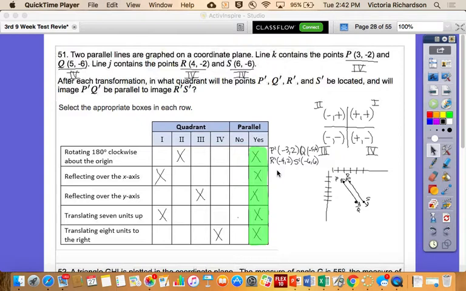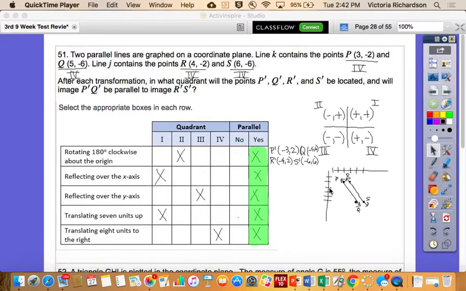So we can remember when we talk about quadrants, our quadrants are 1, 2, 3, and 4. Everything in quadrant 1 is positive, positive. Everything in quadrant 2 is negative, positive. Everything in quadrant 3 is negative, negative. And everything in quadrant 4 is positive, negative. So if we look at our ordered pairs, we know that all our ordered pairs are going to be in quadrant 4 because they're all positive, negative.